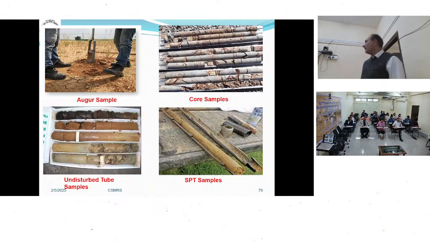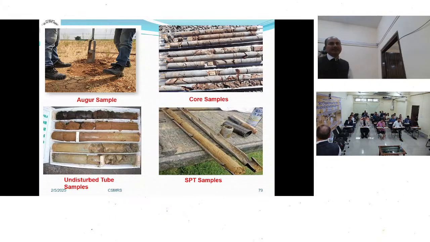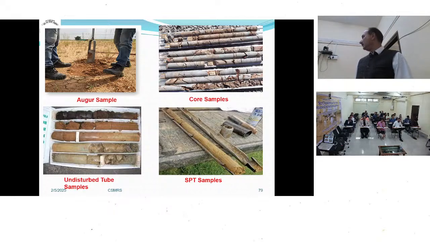So these are pictures of how you collect samples. In the top left picture, the auger is there. In the second picture, the samples are collected in Shelby tubes. These are the rock samples, and this is the SPT sampler. SPT is the split spoon sampler.